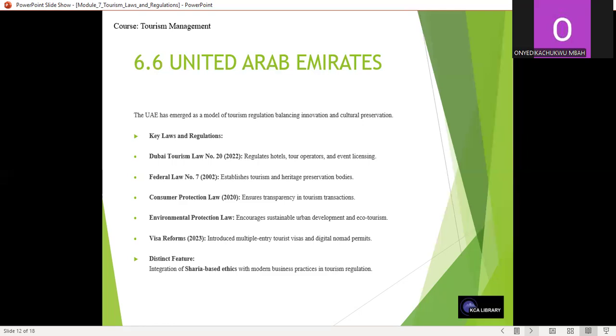So the distinct feature of the United Arab Emirates laws and regulations is the integration of Sharia-based ethics with modern business practice in tourism regulation. This is what makes the United Arab Emirates distinct from others.